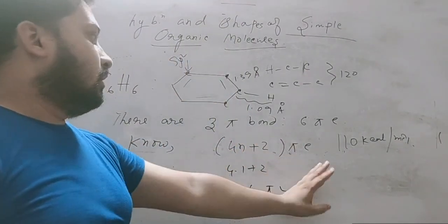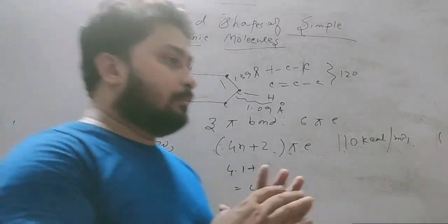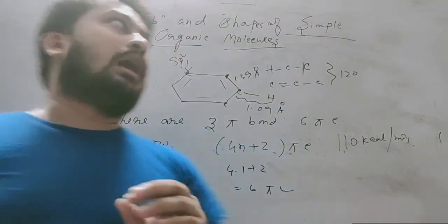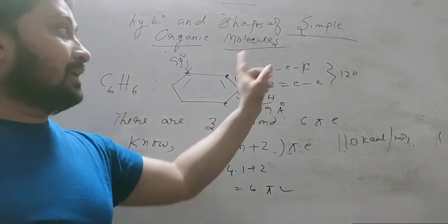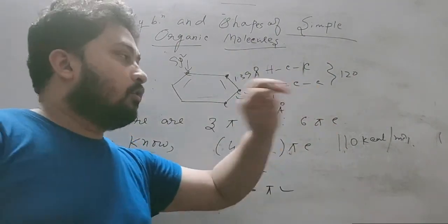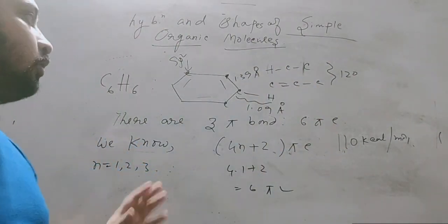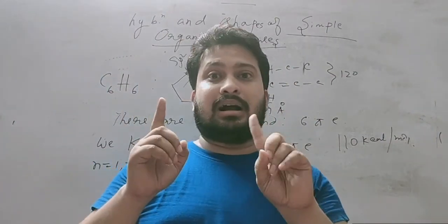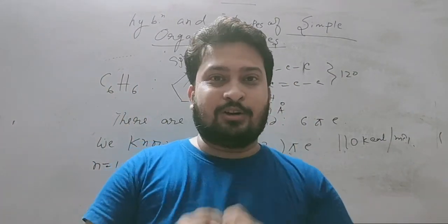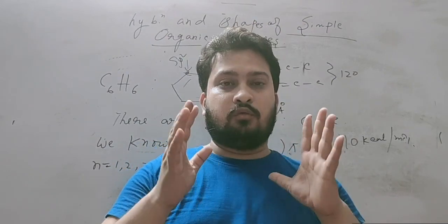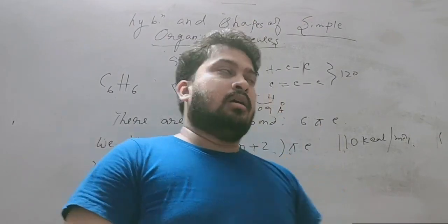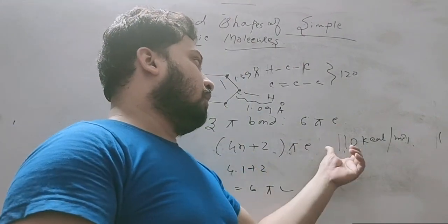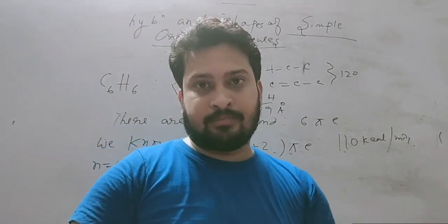This is an aromatic compound. The bond angle for carbon, hydrogen, carbon double bond carbon, single bond carbon is 120, the bond length between carbons is 1.39, and between carbon and hydrogen 1.09 angstrom. And if we want to break 1 mole of benzene, we require 110 kilocalorie energy.